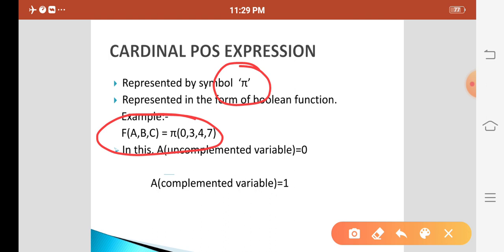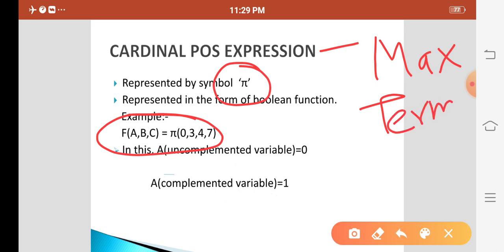But it is just the reverse of a SOP expression, and that means in this case we will generate what? In this case we will generate maxterms, not minterms. Minterms will be generated in SOP, maxterms will be generated in POS. And here also it will be reverse. A means 0 and a bar means 1. In SOP it was actually reverse. You can check in the previous slide that in case of SOP, a was actually 1 and a bar was 0, but here it is reverse.